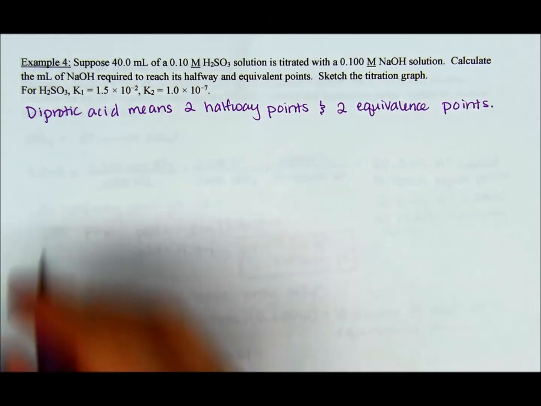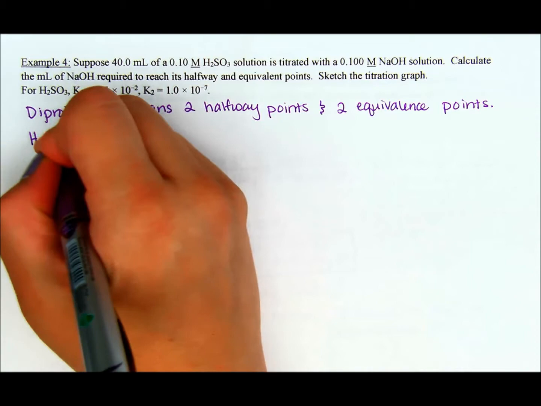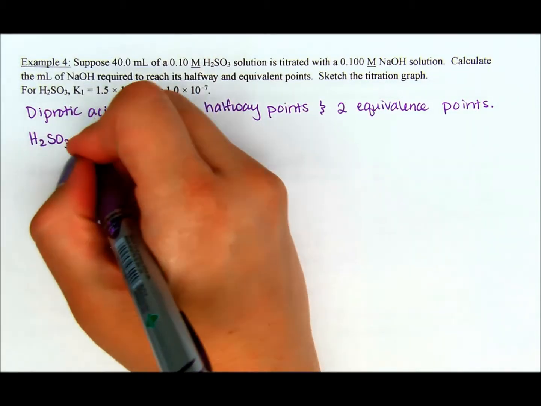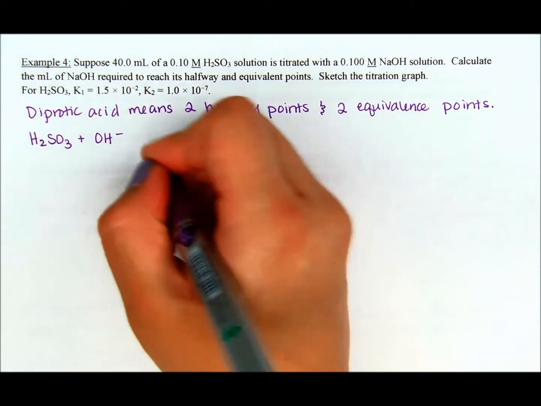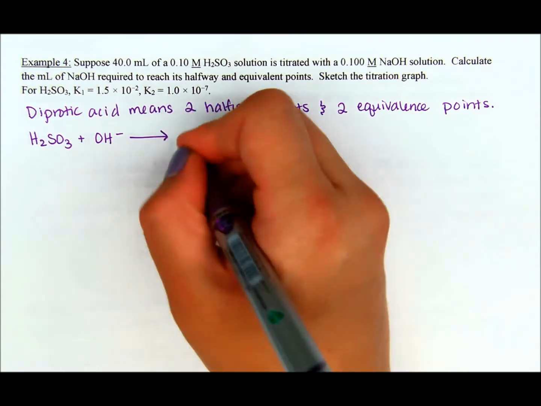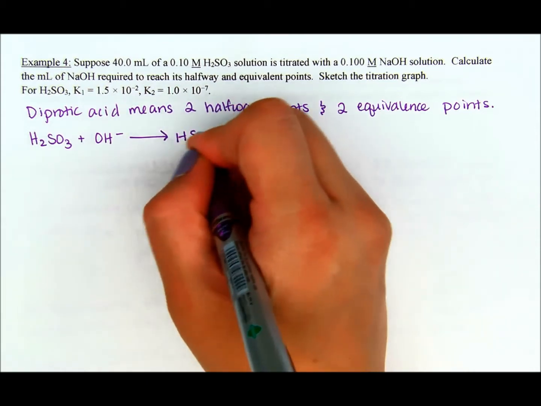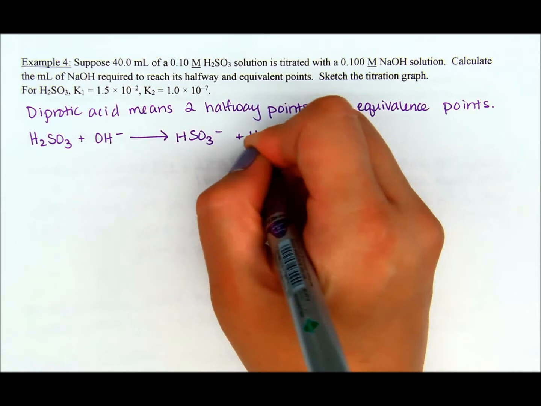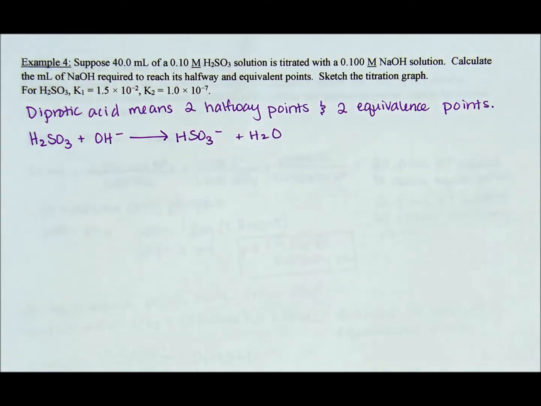Alright, let's go ahead and write an equation so we see what's going on here. So H2SO3, sulfurous acid, plus hydroxide from that strong base. We don't care about the sodium. This is net ionic. It's going to yield HSO3 minus plus H2O. Okay, so that's our first dissociation there.